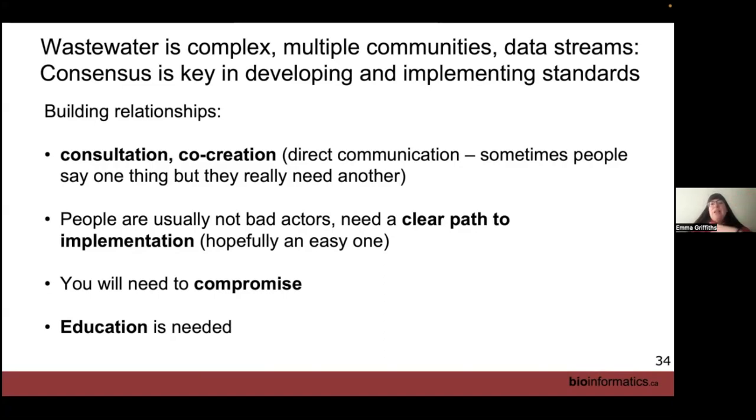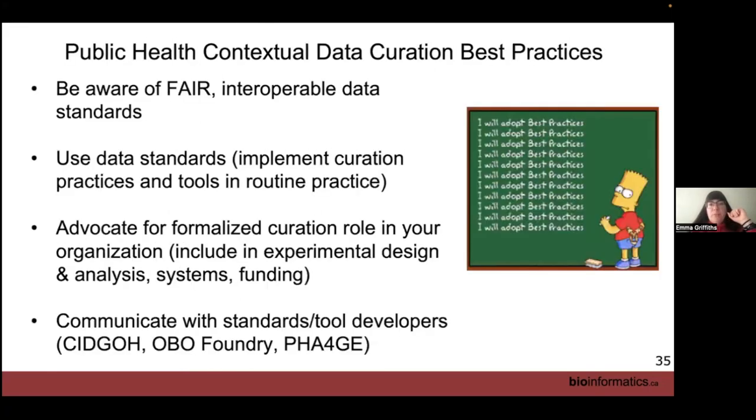So sometimes getting consensus involves you coming up with a new solution, because people will always come to you with a situation that you didn't know about, you didn't realize. So sometimes you have to compromise, but sometimes it's a matter of education. Sometimes people just don't understand what you're talking about. And so you need to maybe do demonstrations or curate some data for them and show them how beneficial the data standard is. So anyway, consensus is key. It's all about building relationships. And that's really important for implementing data standards and for getting buy-in for data curation.